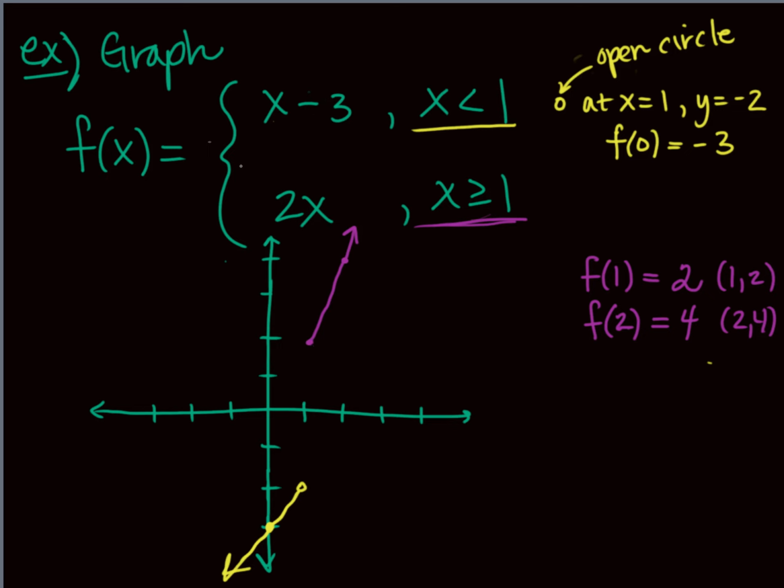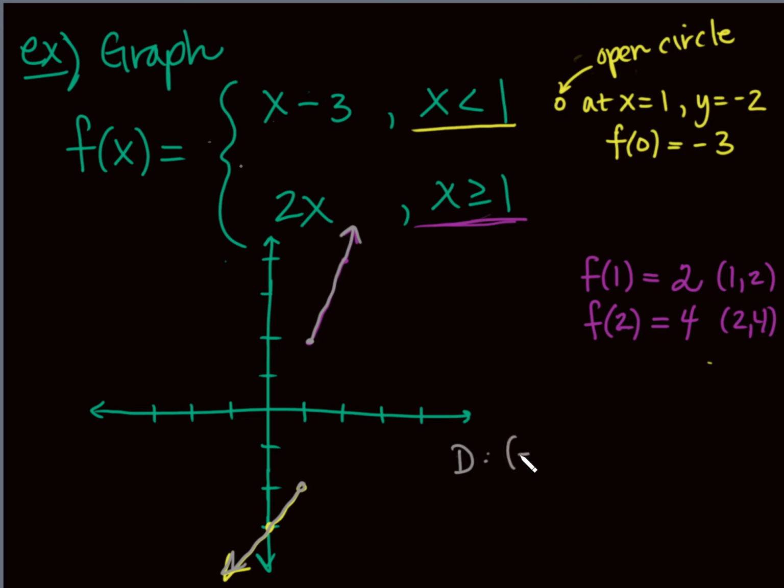So there's my graph. And I would probably make sure that the graph is the same color. I just wanted to show you. So I have a line going up here, I have an open circle here, and I have a line going down here. Cool, huh? So just for the fun of it, what would my domain and range be?